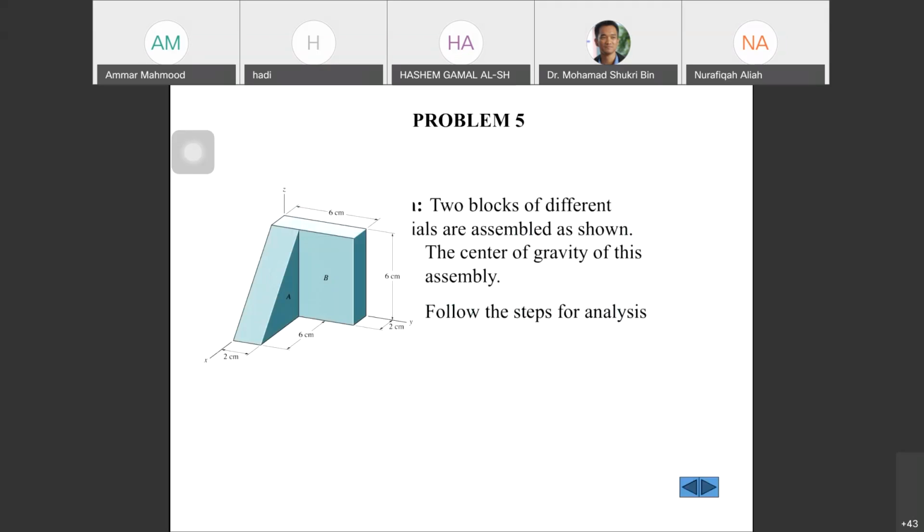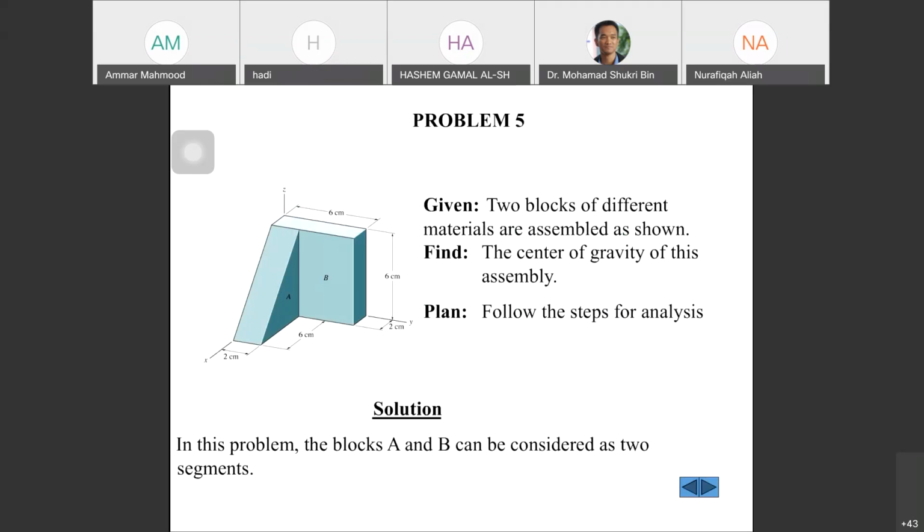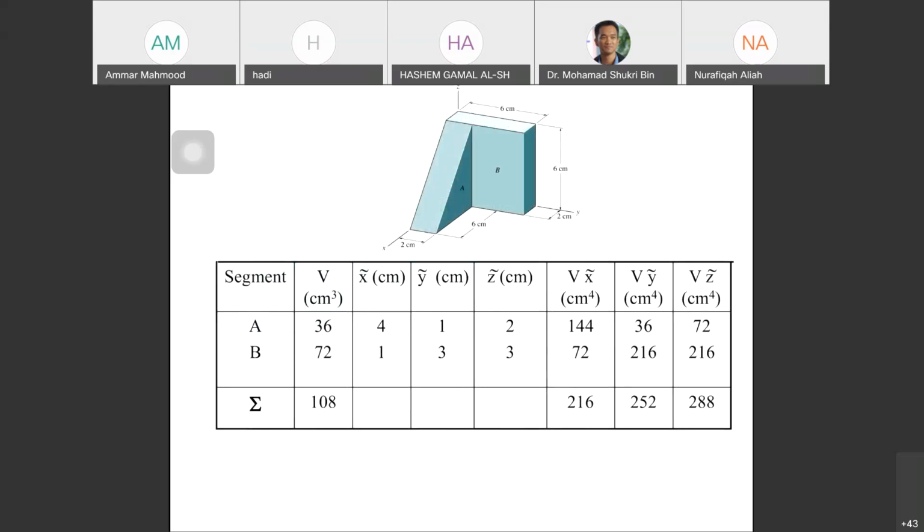Alright, problem 5. This is for a rectangle, and this is for 3-dimensional. We have two blocks of different material assembled as shown. Find the center of gravity for this assembly. So the difference from the previous example is that this is 3-dimensional. So you replace area with volume. Replace area with volume.